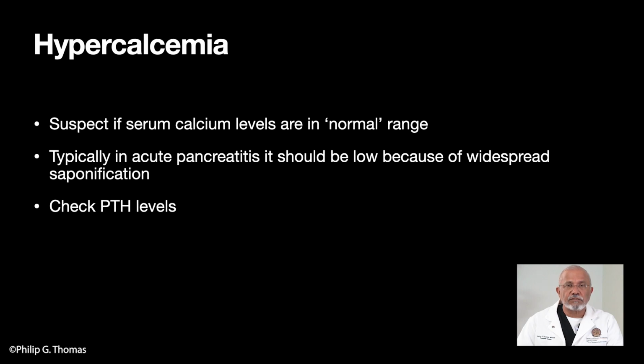The next thing to look at is the serum calcium. Hypercalcemia can cause acute pancreatitis. If the calcium level is normal in a patient, you've got to think whether it was actually high, because typically in acute pancreatitis, due to widespread saponification within the abdomen, calcium levels tend to be on the lower side. So a normal or elevated calcium level should immediately catch your attention. Follow it up with checking a parathyroid hormone level and looking for parathyroid gland enlargement or a parathyroid tumor.